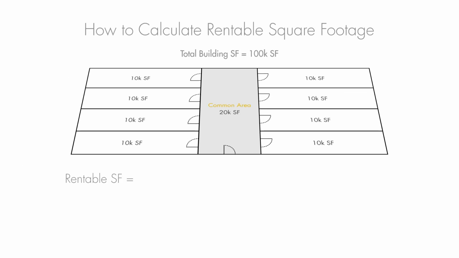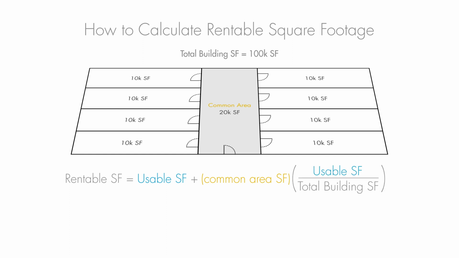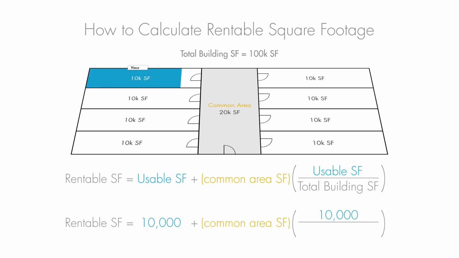Let's learn how to calculate rentable square footage. Rentable square footage is equal to your usable square footage plus the common area multiplied by the percentage of the total building square footage you are occupying. For example, if you lease 10,000 square feet in a 100,000 square foot building, your pro rata share would be 10% of the building's common area, which will be added to your usable square footage.